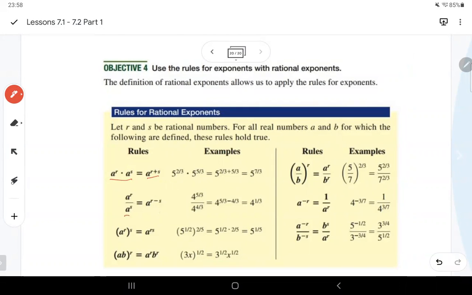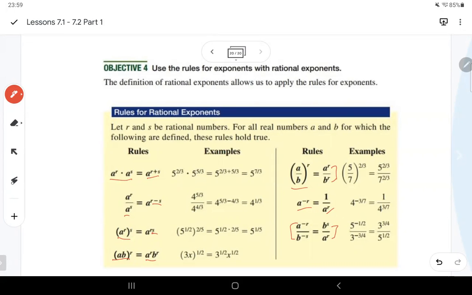If we are dividing, then we are subtracting the exponents. If we're doing a power to a power, we are multiplying the exponents. If we have a power outside, then we distribute it inside to the exponents. Same thing over here. If it's a fraction, we're still distributing the exponent. A negative on top will lead to a positive on the bottom. And a negative on the top and bottom will lead to a positive if you flip the reciprocal.